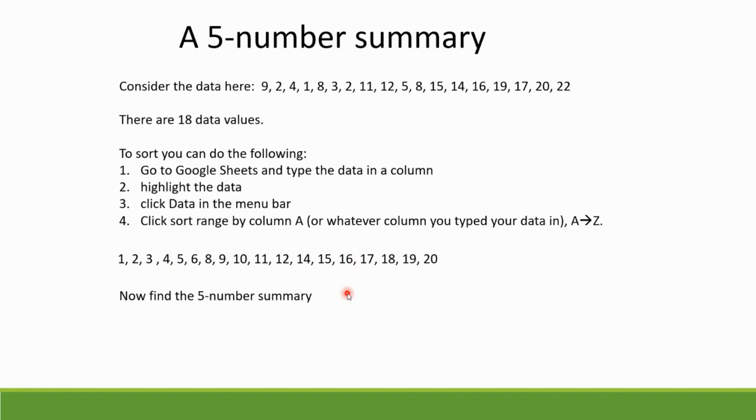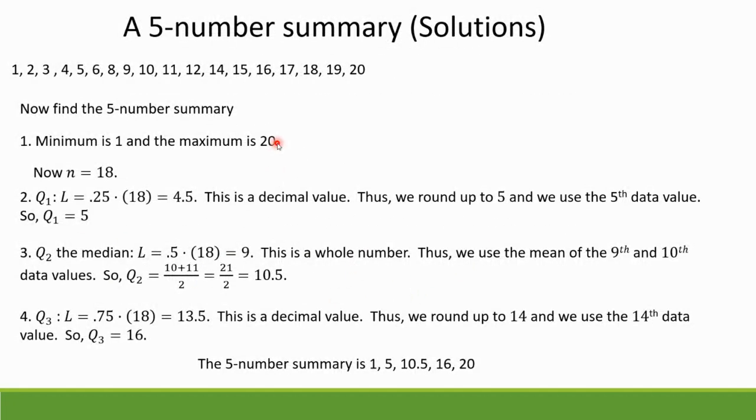Okay, so we're going to use that process, like so. The minimum, right? That's your first number in the 5-number summary. The process from before, that was the quartiles. For the 5-number summary, it's the minimum, the first quartile, the second, which is the median, the third quartile, and the maximum. We have seen this before. The minimum is 1. The maximum is 20.